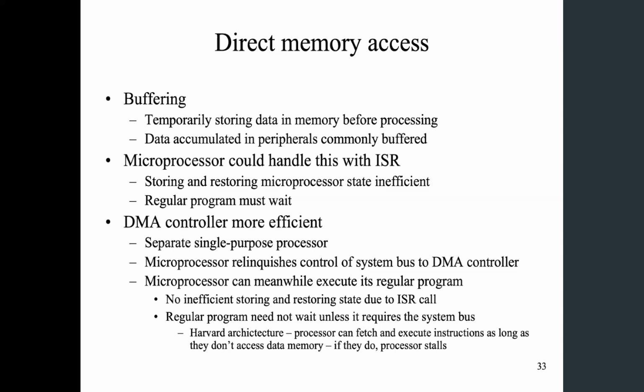DMA, direct memory access, is to make that process more efficient. It will separate the movement from the main processor. The main processor will do its own thing, running the main program, whereas the main processor will relinquish the control of the system bus so that the DMA controller can do the movement.